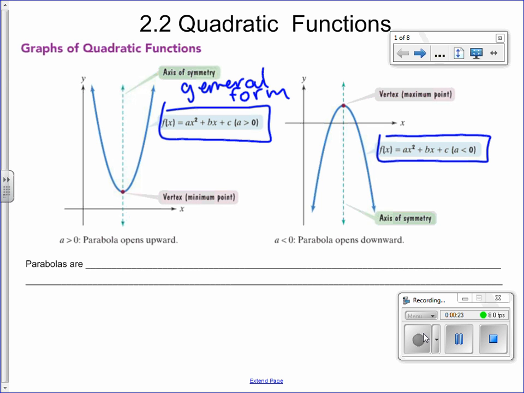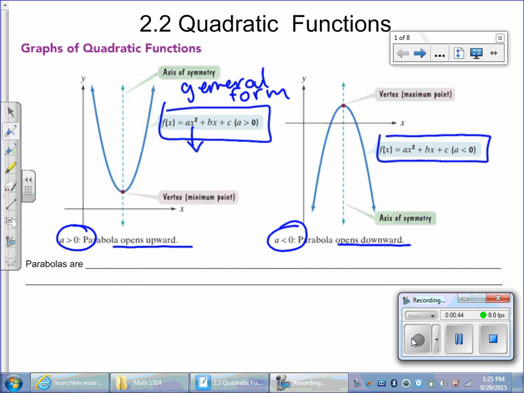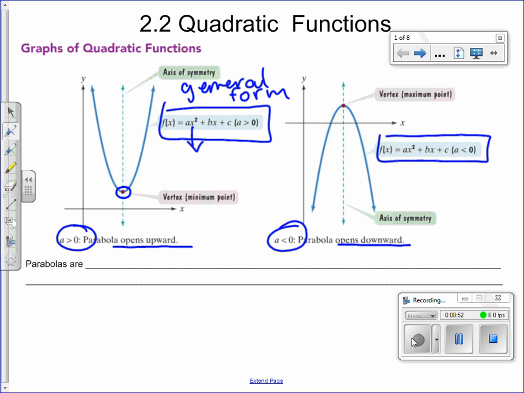So we have here A represents the coefficient of the x squared term. And so if A is positive, meaning greater than 0, then we say the parabola will open upward. If A, the coefficient of the x squared, is negative, that means less than 0, we will say the parabola will open downward. Okay, so if we have a parabola that opens up, then the vertex will be the minimum point. And if we have a parabola that opens down, the vertex becomes the maximum point.